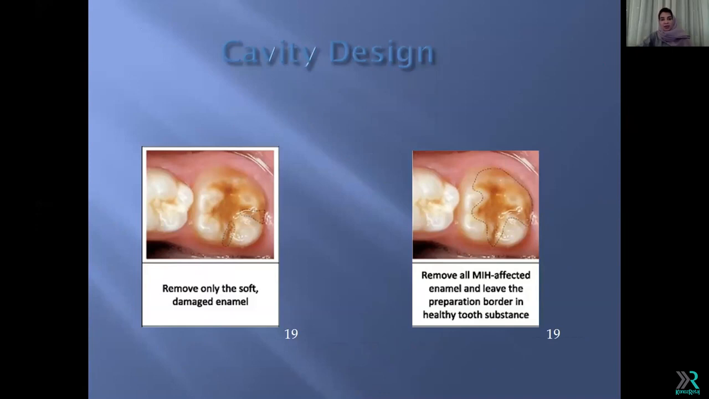The cavity design is important. Either use a conservative approach that removes only the soft and damaged enamel and places the margin of the restoration on the hypomineralized enamel after it reaches certain resistance with a probe and bur, or, on the left side, the less conservative approach of removing all the MIH affected enamel and leaving the preparation border in healthy tooth substance.